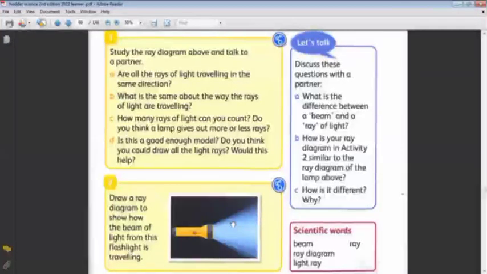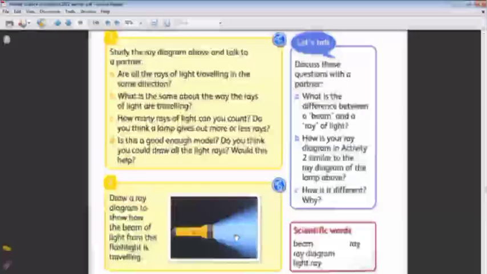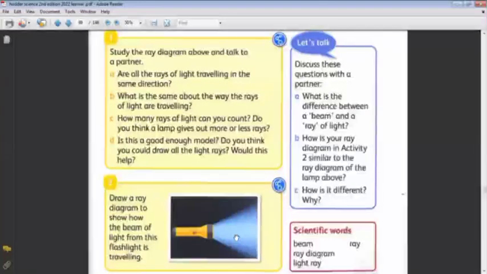The ray: if I imagine this beam and want to represent it, I represent it in the form of rays in a straight line. Okay? So these individual straight lines or rays represent the beam.